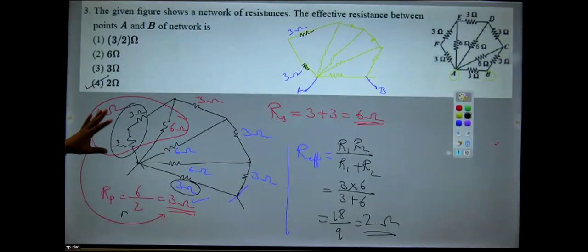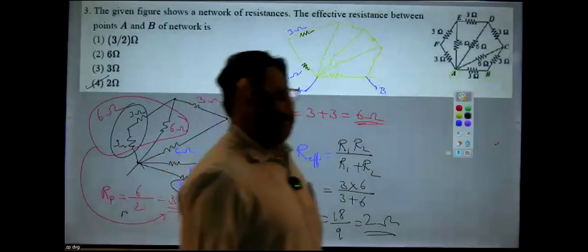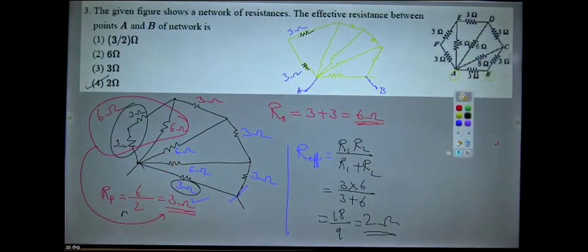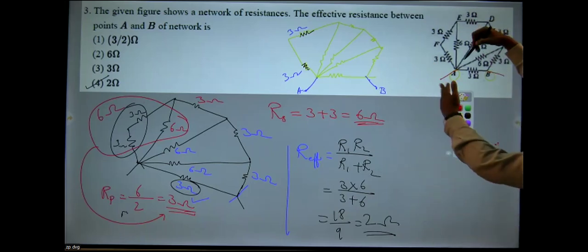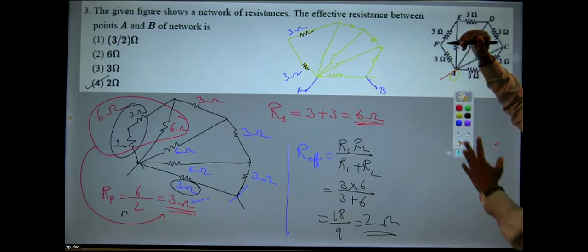So please observe the diagram. Again, such kind of questions can be solved without writing anything. We can solve by visual inspection. Let me explain how to solve this question by visual inspection. Look, between point A and B we need the resistance. You want to find resistance between point A and B. So let us start from the extreme end, where we can decide which resistors are in series or parallel.